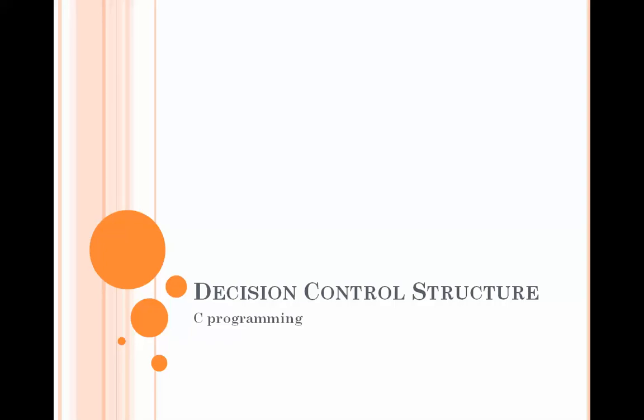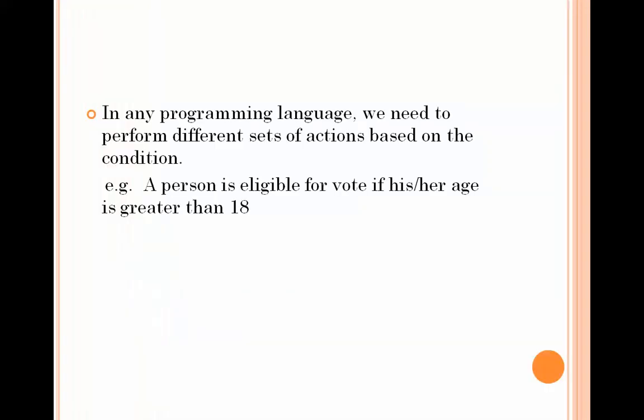Hello students, in today's video, we will see the various decision control structures which we can use in the C programming language. So the first thing is, why do we need to take a decision in any programming language? You see, our program can never be sequential. We can have a logic in a program where we need to take certain decisions.